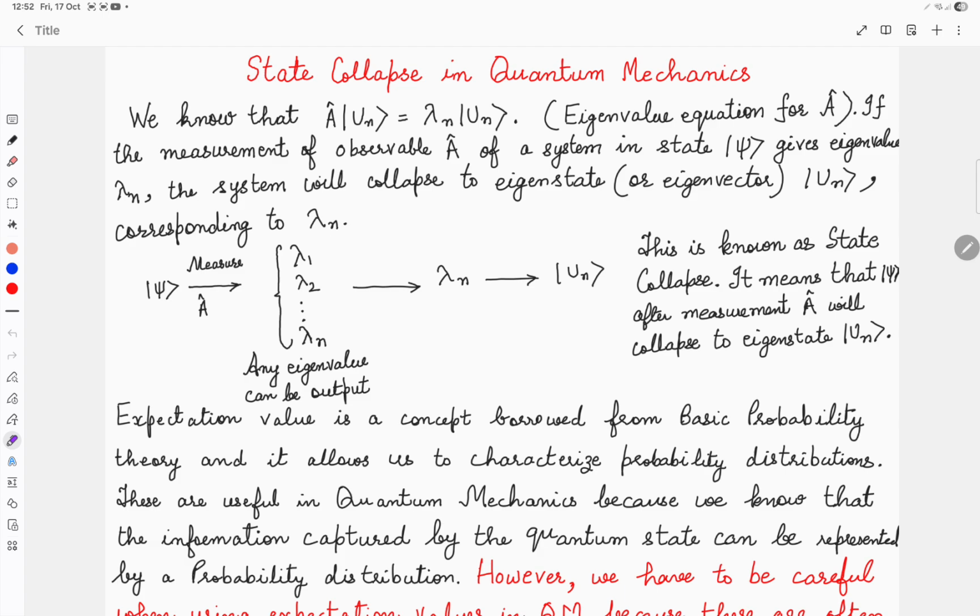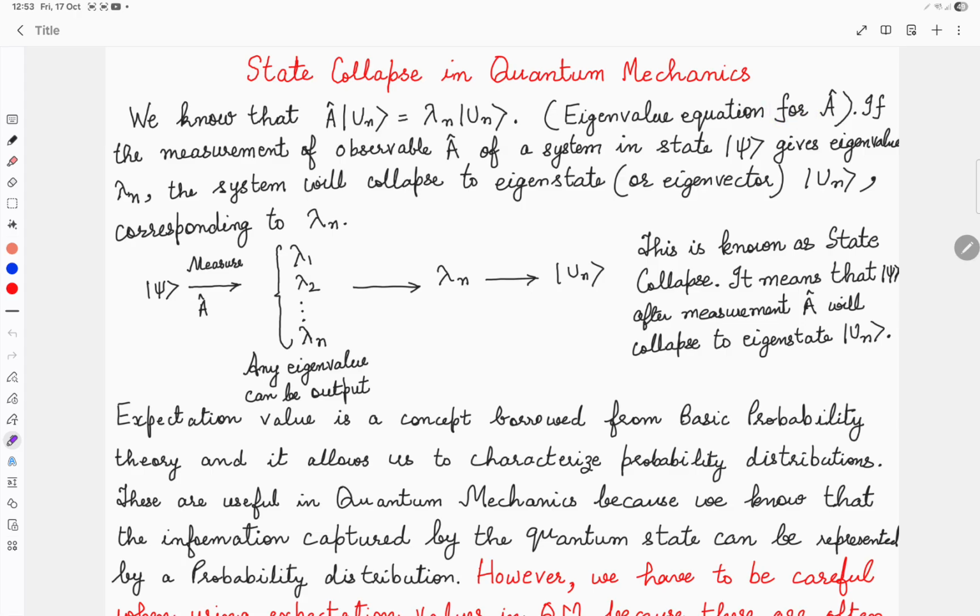So overall, this becomes the eigen equation for a quantum system when we are trying to measure the quantum system for observable A. So this is the eigenvalue equation for operator or observable A. Any operator which can be measured will be termed as the observable.